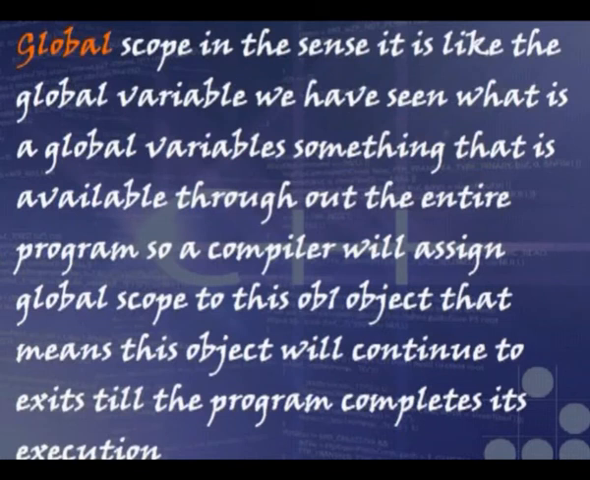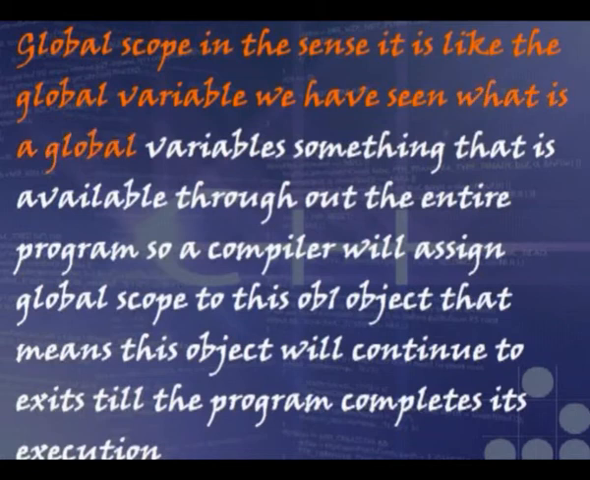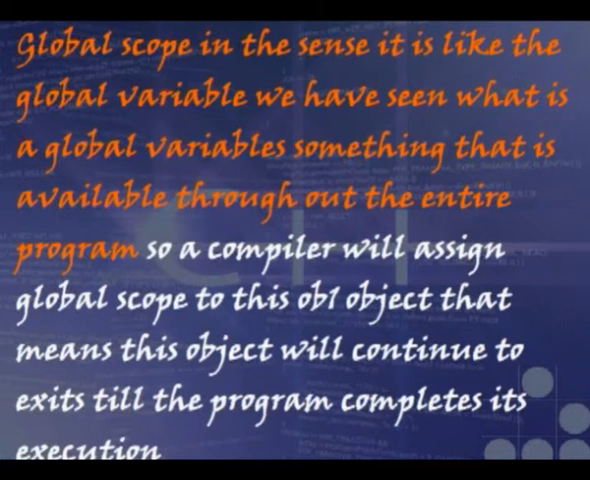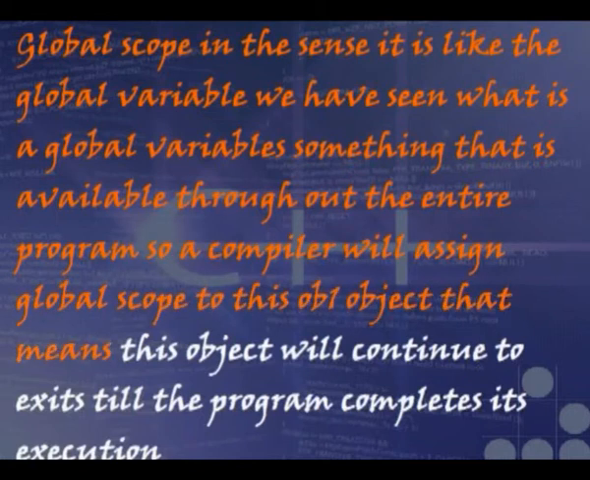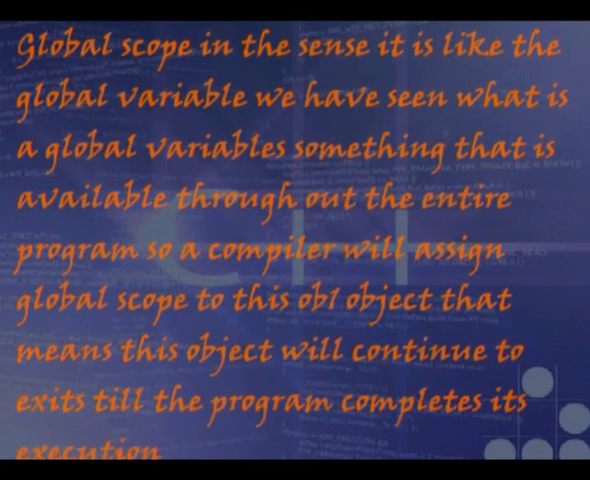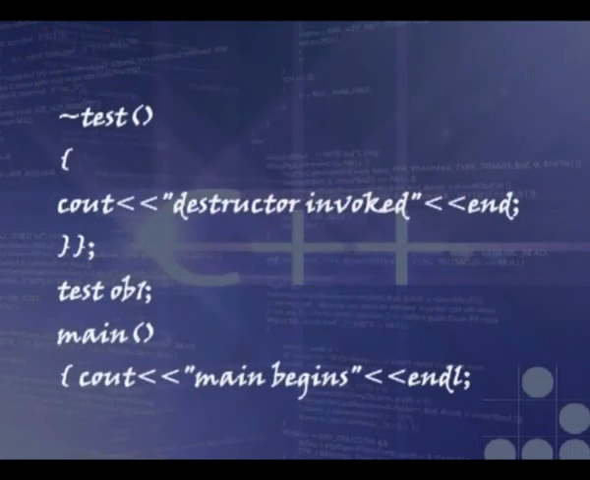Global scope in the sense it is like a global variable. We have seen what a global variable is, something that is available throughout the entire program. So, the compiler will assign global scope to this OB1 object. That means this object will continue to exist till the program completes its execution. So, the starting of the constructor is here.